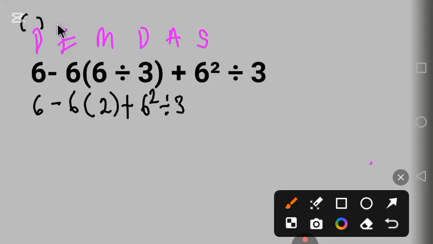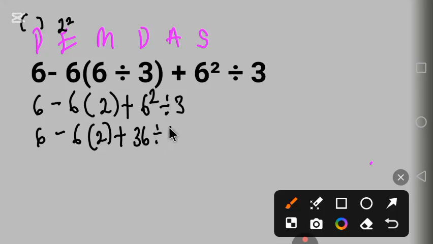The second one there, according to order of operation, is exponent, something like 2 raised to power 2. Is it here? Yes. So we're going to solve this one next. So we have 6 minus 6, 2 in parentheses, plus 6 square is 36, divided by 3.